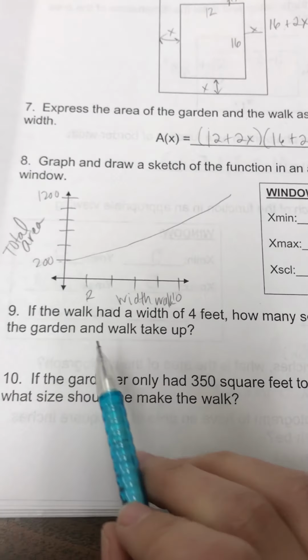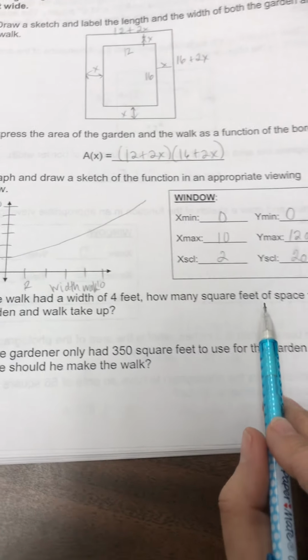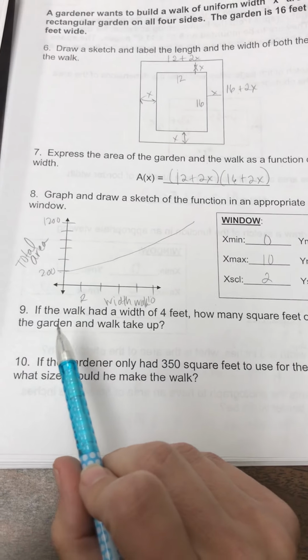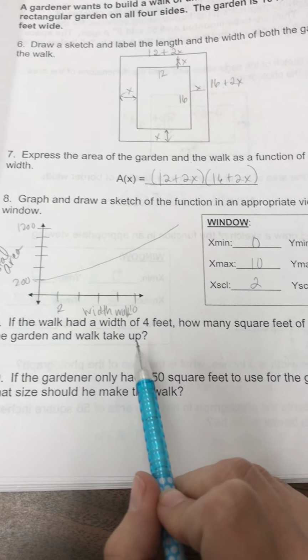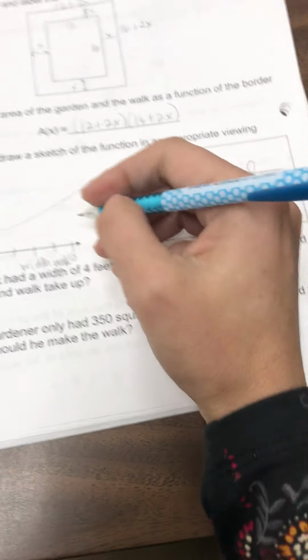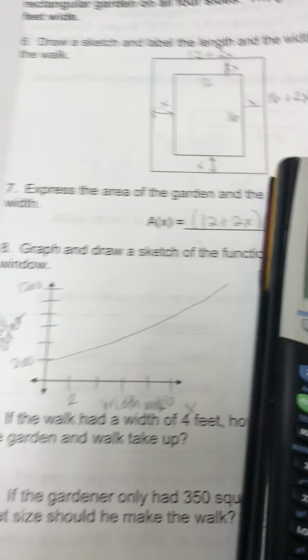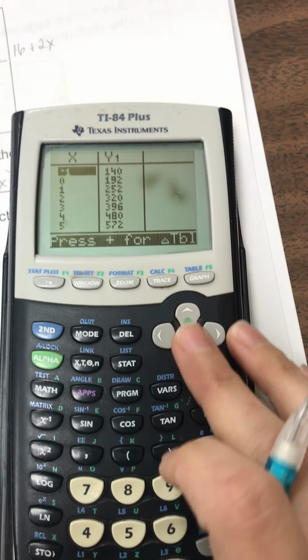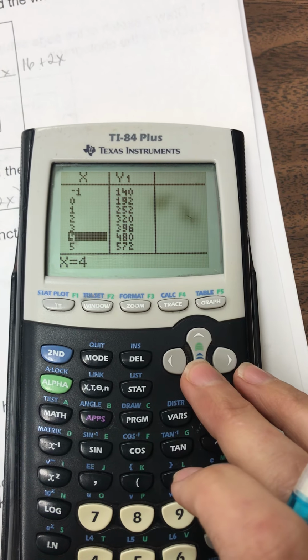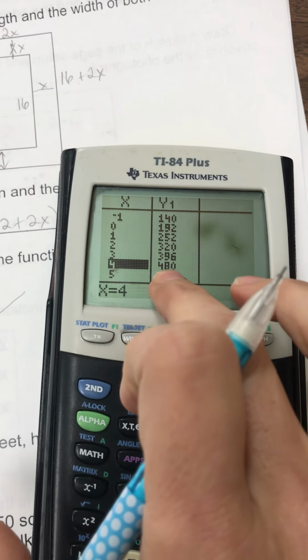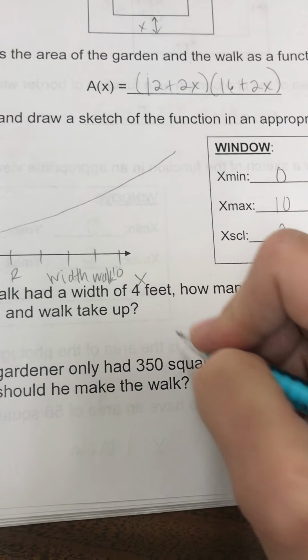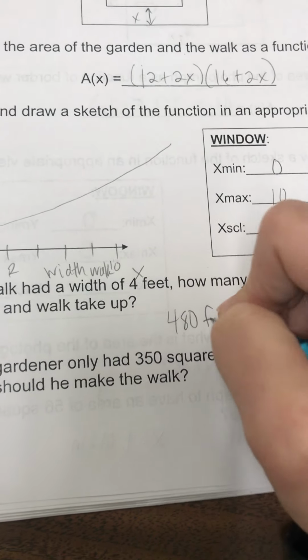Now it says if the walk had a width of 4 feet, how many square feet of space would the garden and the walk take up? So x is equal to 4. You're going to go to second table, go to 4, and you're going to get 480 as your y. So 480 feet squared.